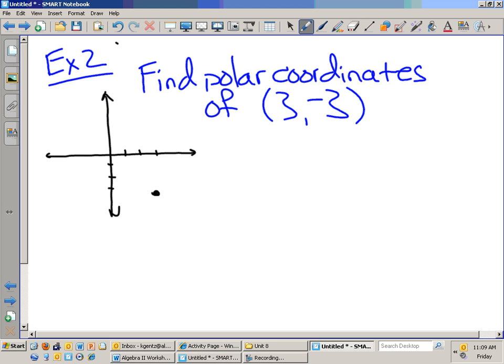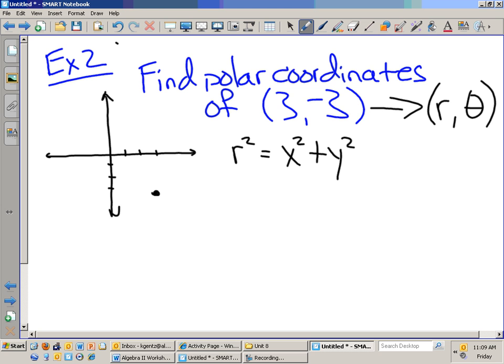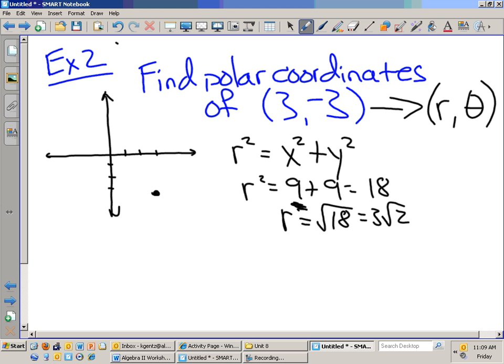In order to figure out polar coordinates, I need to do first r squared is equal to x squared plus y squared. Okay? Because I want to take this and convert it to an r theta value, so I need to come up with r. So I use r squared is equal to x squared plus y squared. What's x squared? What's y squared? So that means that r is equal to the square root of 18, which is 3 square roots of 2.